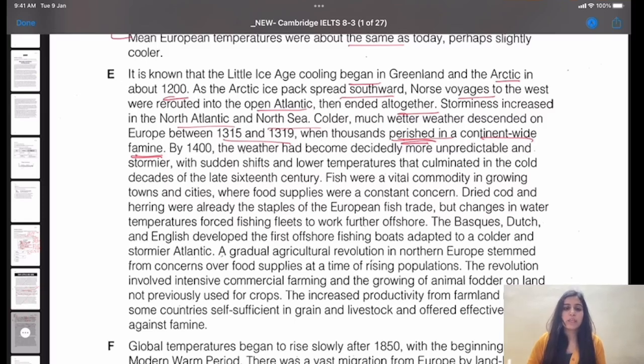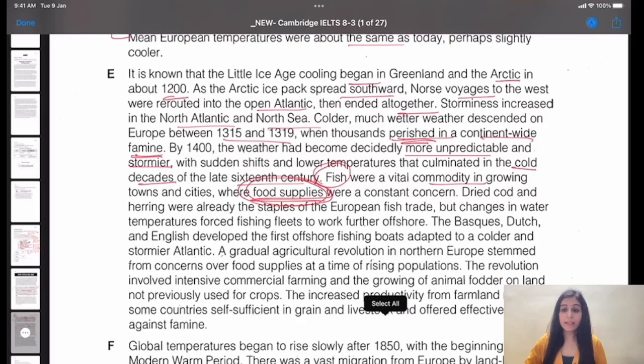By 1400, the weather had become decidedly more unpredictable and stormier, with sudden shifts, lower temperatures that culminated in cold decades. For the 16th century, fish should ring a bell. What is it? Food. Let's check if it's actually food or they're talking about something else. Were a vital commodity in growing towns and cities where food supplies, again there's a mention of food, were constant concern. So this paragraph is the only paragraph so far that is talking about food, and we have a heading which is mentioning about food.